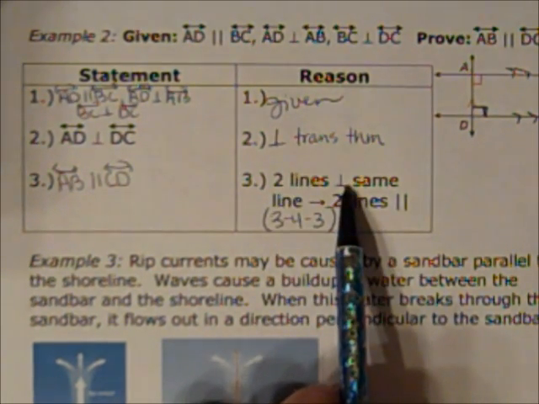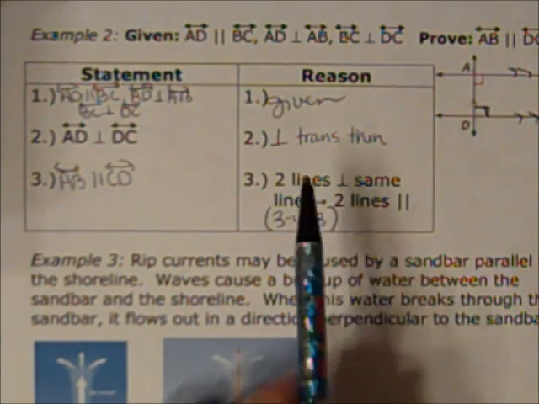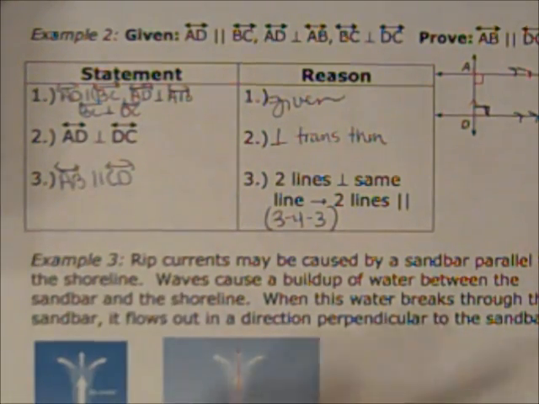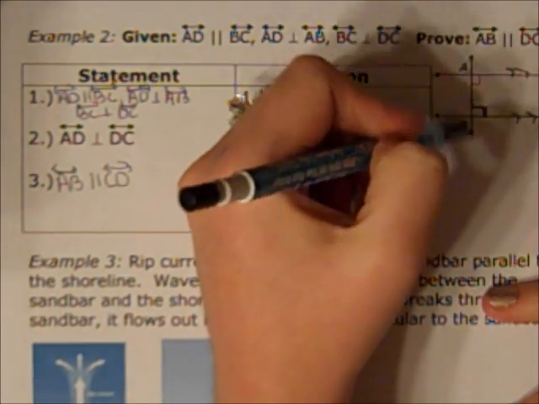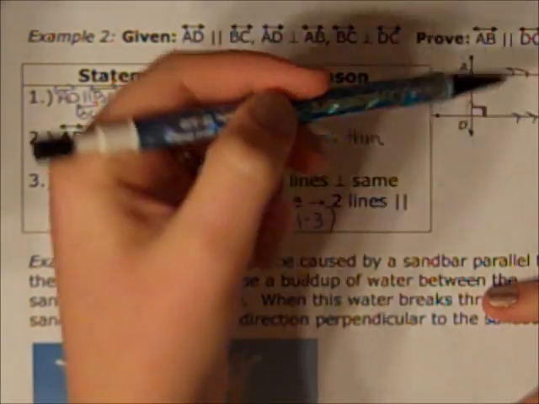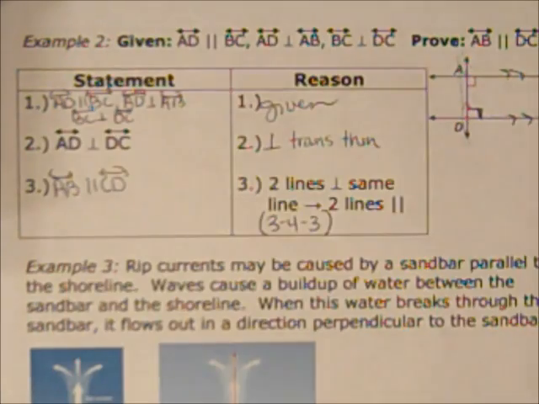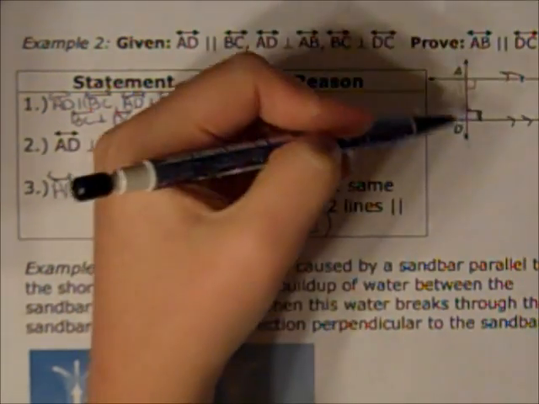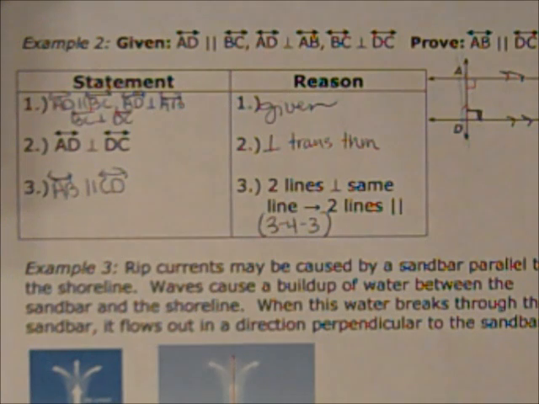If 2 lines are perpendicular to the same line, then that must mean those 2 lines are parallel. And that's what we have here. We have AD being perpendicular to the bottom and the top. And if you're perpendicular to the same thing, the other ones must be going the same direction at the same speed. If you're going to get a 90 and a 90, these two have got to be going the same way. So that's what that 343 says in action.